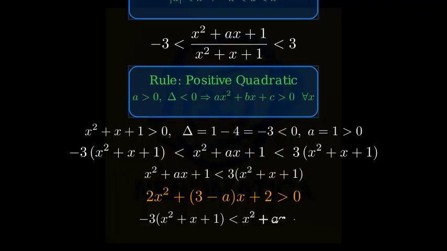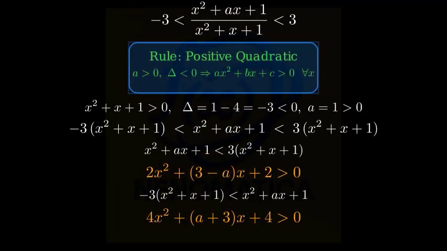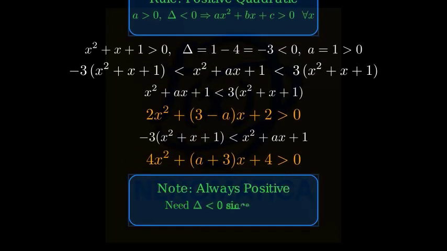Second, negative 3 times x squared plus x plus 1 is less than x squared plus ax plus 1. Move everything to the right. 4x squared plus (a plus 3) times x plus 4 is greater than 0. For both to hold for all real x with positive leading coefficients, we require their discriminants to be negative.